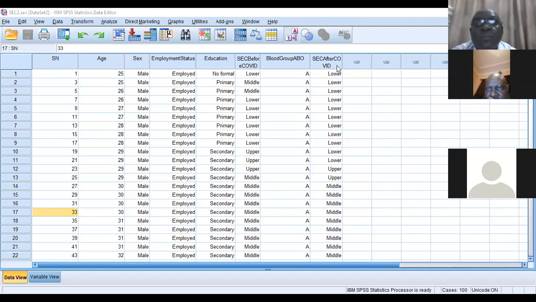If you look at what we just did, check before COVID. This is the value for each person. There are 300 of them. Look at this person now. Before COVID, the first one is lower. After COVID is still lower. The second person was middle, but became lower. This person was middle, became lower. Some people were middle and stayed middle. This one in line 13 was middle and became upper.